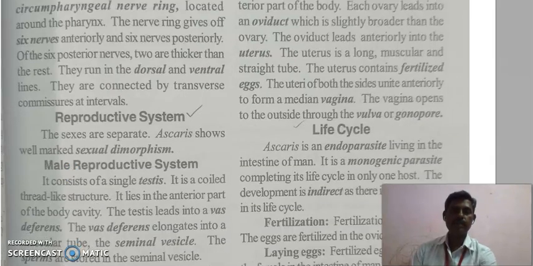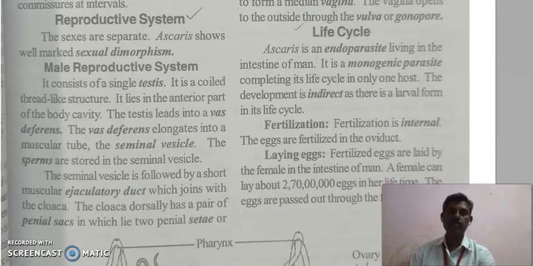In the life cycle of Ascaris lumbricoides, it is an endoparasite. Already we have mentioned it is present in the intestine of man, especially children. It is a monogenetic parasite. In the whole cycle, it is present in only one host. The development is indirect, as there is a larval form in its life cycle.